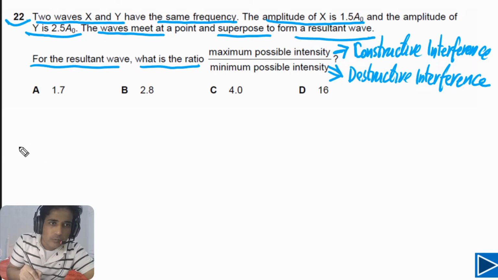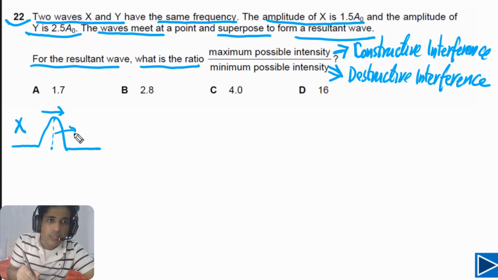First of all, we can draw wave X. We will only draw one pulse, so it will be easy to see what is happening. Imagine that this is wave X. This is the pulse of wave X, and this is moving to the right. The amplitude of this wave is given. So this is the amplitude, and this one is equal to 1.5 A0.